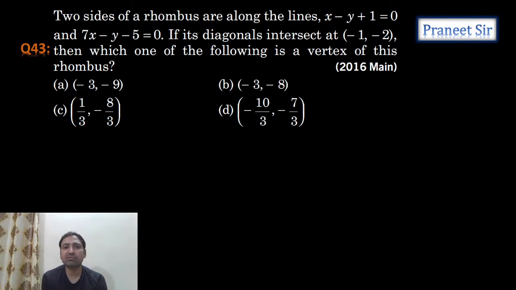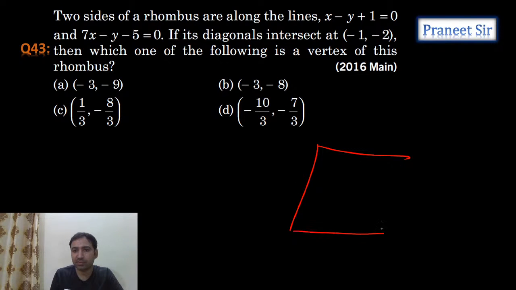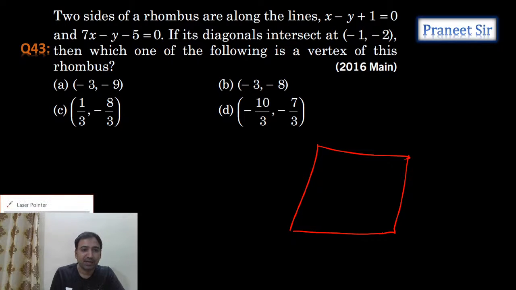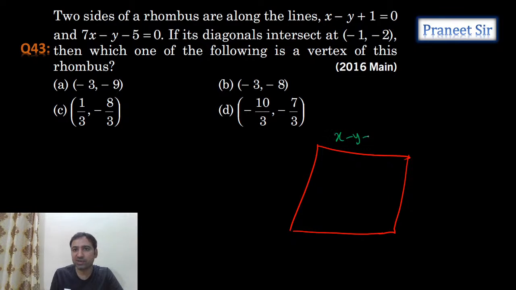So two sides of a rhombus are along these two lines, and if its diagonals intersect at this point, then which of the following is a vertex of this rhombus? Okay, so two sides of a rhombus are given. Let's take this as a rhombus, and this side he has given as x minus y plus 1 equals 0, and this side as 7x minus y minus 5 equals 0.